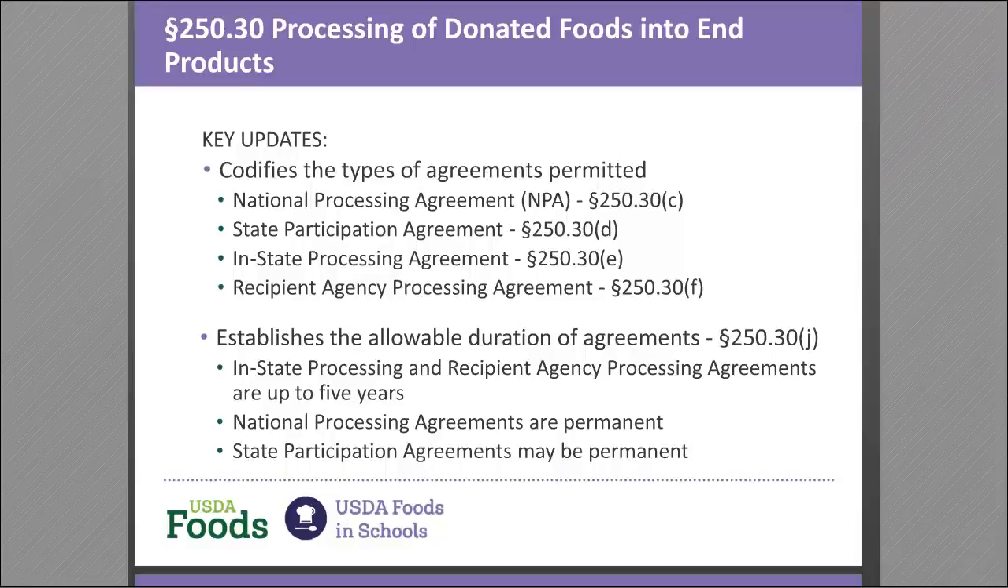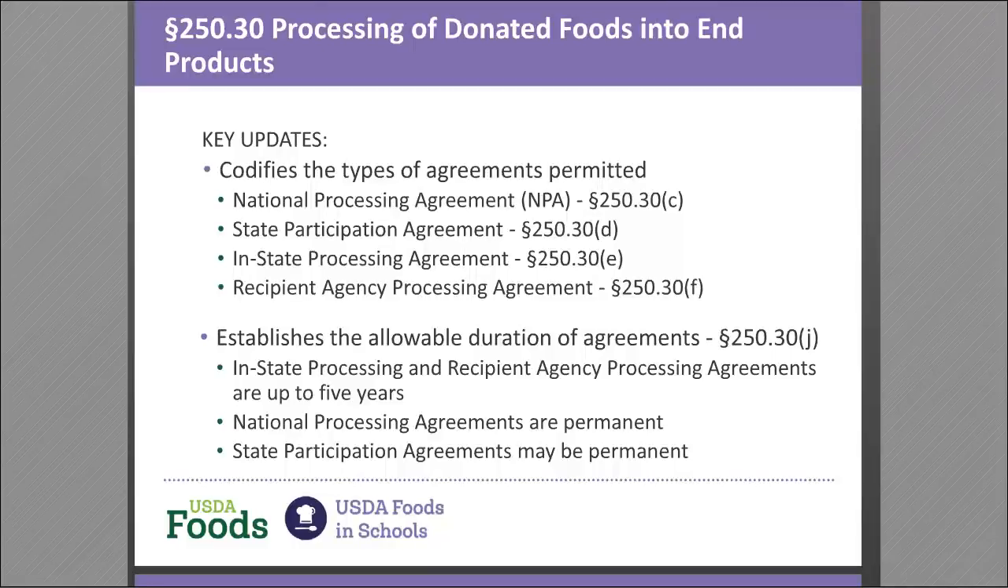Many of the requirements for processing agreements are already found in regulation, but the language used to describe the agreements is outdated. The terminology used for agreements in the old regulations was contracts, which caused some confusion. The new regulations clarify that agreements are separate documents from the competitively procured contracts discussed later in 250.31.